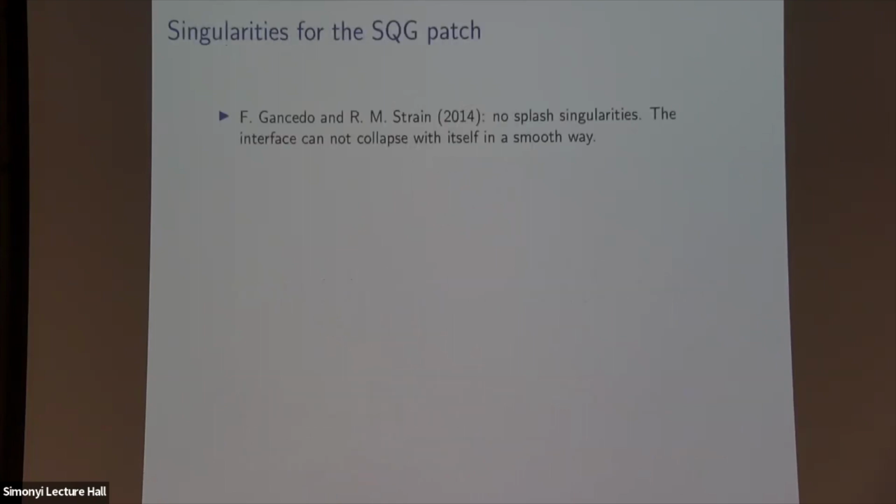Can one prove finite time singularities? I mean, I already said no, or not yet. Let's try to be optimistic. But for example, one can rule out certain types of singularities. So Gancedo and Strain proved that there are no splash singularities. So the interface cannot self-intersect in a smooth way.